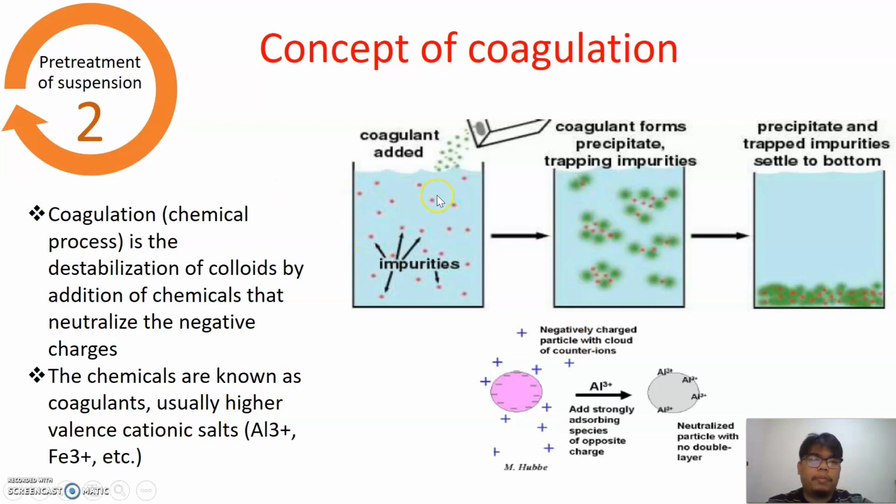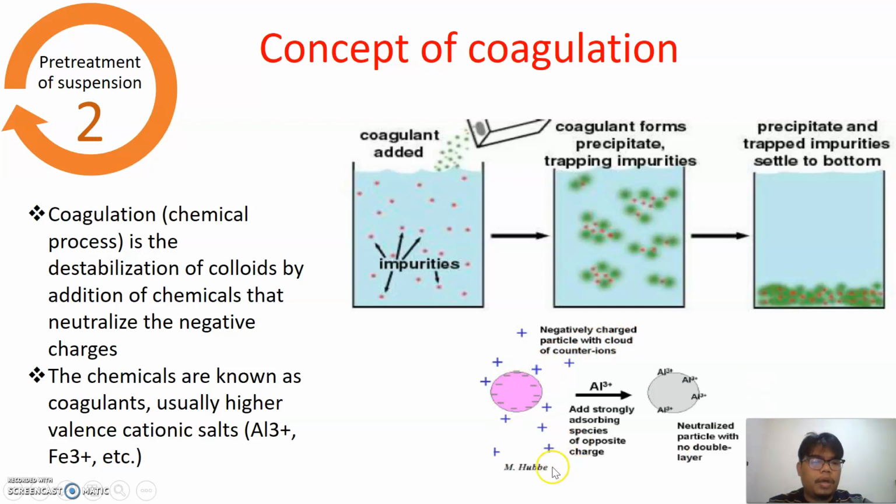So for example, we have impurities here. We add the coagulant, and the coagulant traps the impurities like this. We trap the impurities and then they will settle down and precipitate. So we have a precipitate here at the bottom.